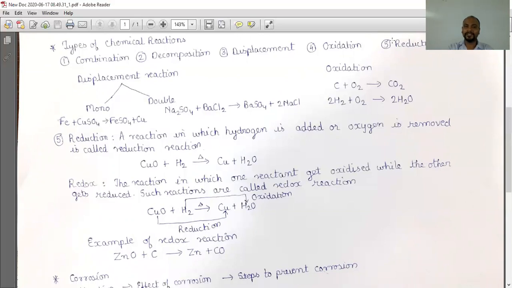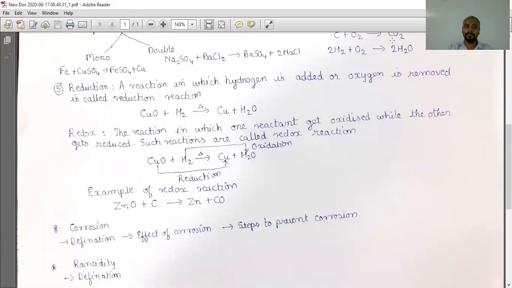Moving on further to the next topic of the chapter, that is corrosion. What is the definition of corrosion? When the metallic surface reacts with moisture and oxygen present in the atmosphere, it is known as corrosion. What are the effects of corrosion? Due to corrosion, we are able to see damage in car bodies, bridges, railway tracks, and other materials which are made up of metal, which creates a serious problem in this world.